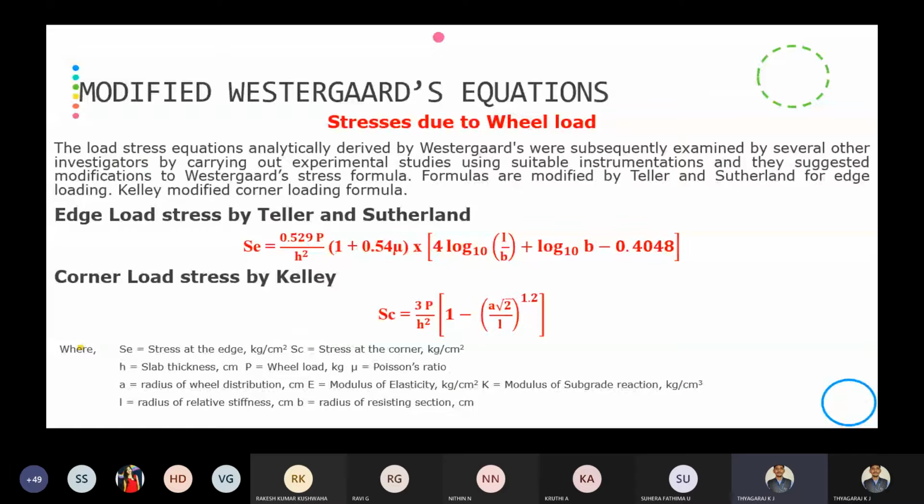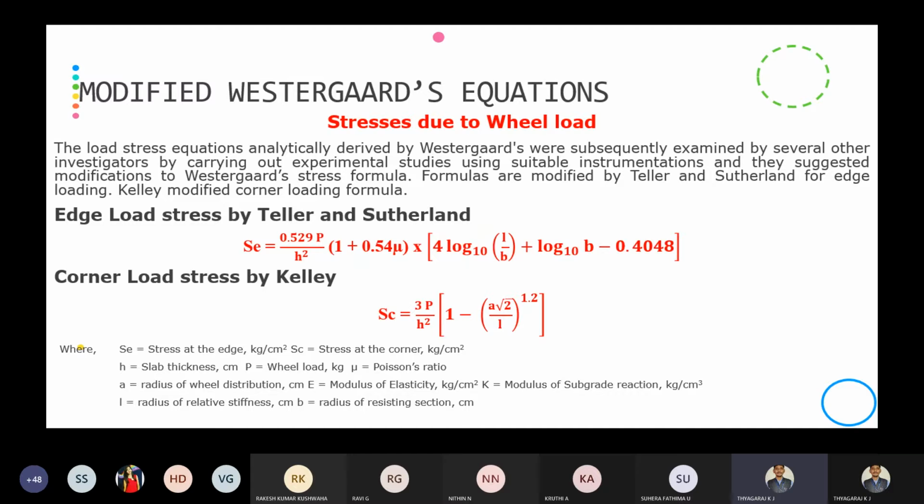Next is the modified Westergaard. Westergaard assumed that a thin elastic plate is resting on a viscous medium. But in the exact field, it is not proper. Cement concrete is not a thin plate, it is a thick plate, and the soil subgrade is treated as a viscous medium, but it is not a viscous medium.